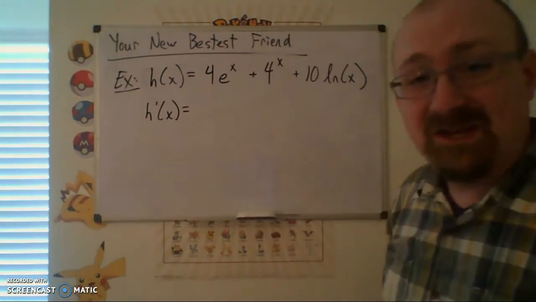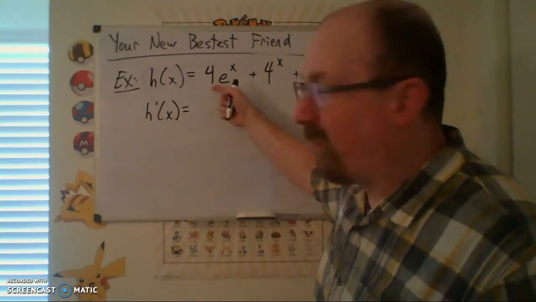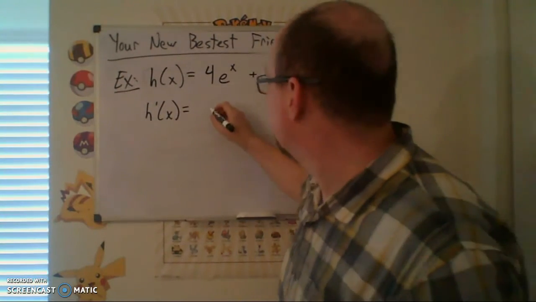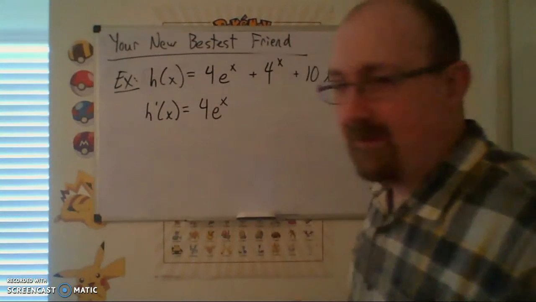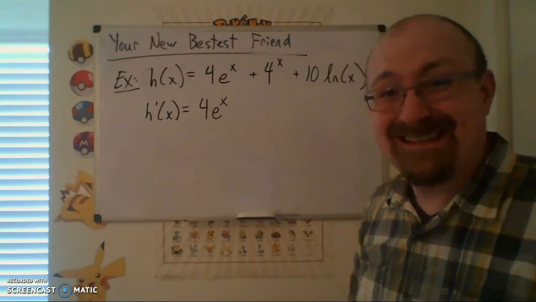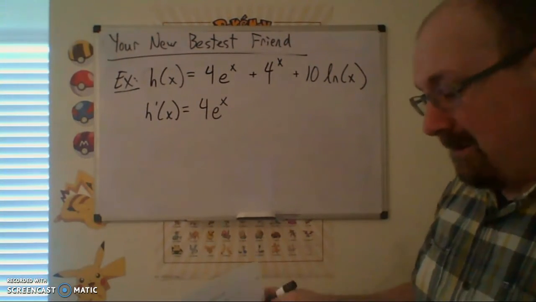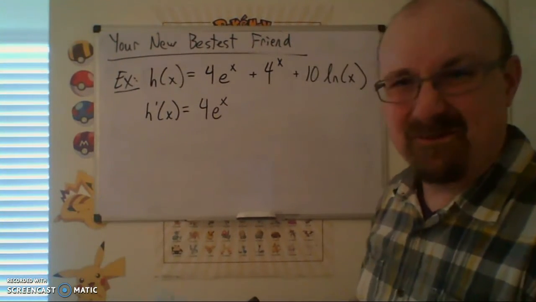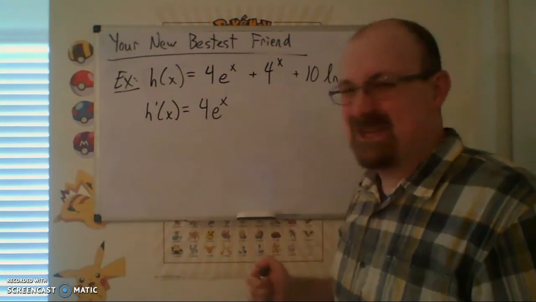So when we calculate h prime of x for this function, we have a 4. Constants hop around out front just fine, and the derivative of e to the x is just e to the x. Cool. This guy here, 4 to the x, is also an exponential function, but if you'll notice sitting right underneath that particular rule, we have something for exponential bases that aren't e.